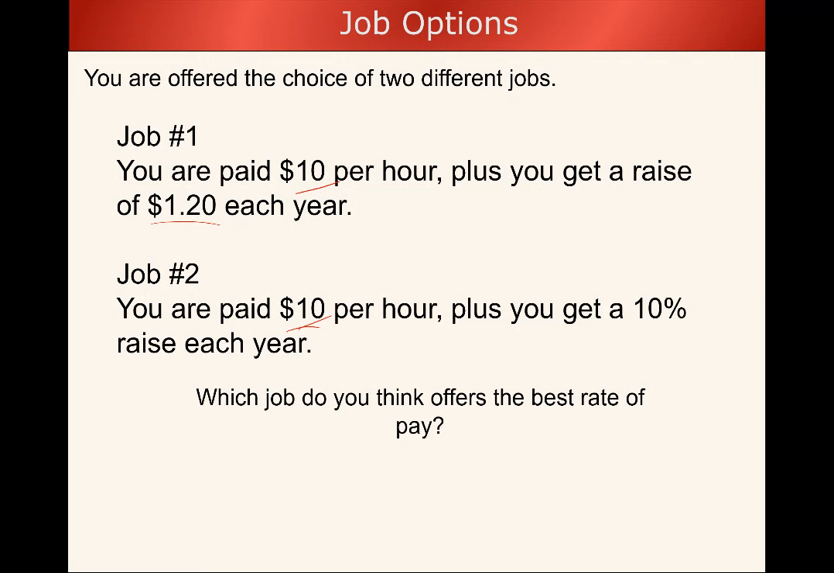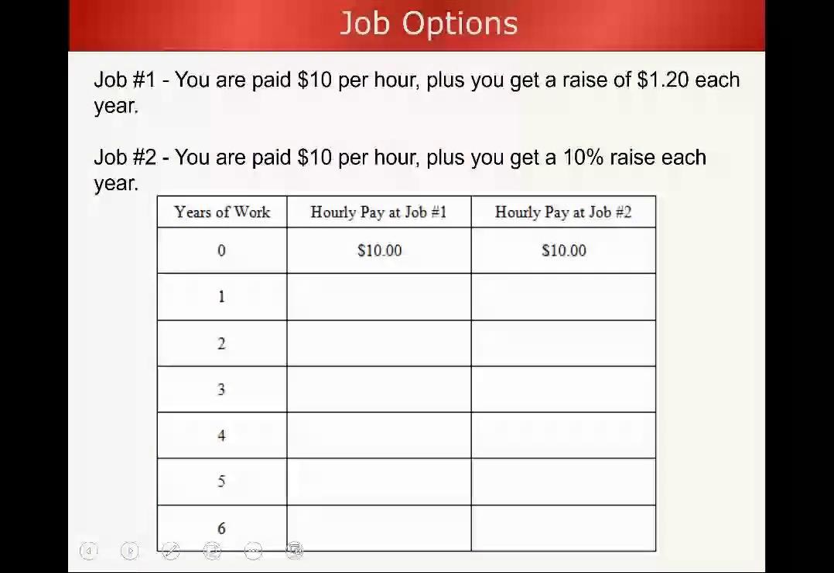At first glance, if you just do some quick math in your head, you might think, okay, $10 an hour plus $1.20, after a year you're at $11.20 an hour. It's going up by $1.20 a year. Whereas 10% seems like a small amount, but let's do a little bit of math here. So job one, you get a $1.20 raise each year. So at 0 years of work, they're both $10 an hour. After 1 year, I've got $10 plus $1.20, so like we said, $11.20.